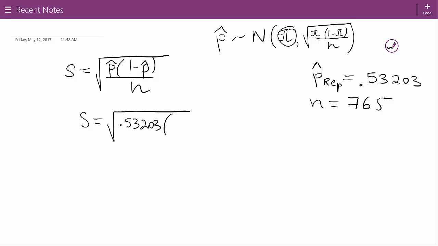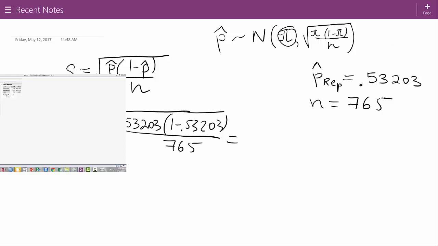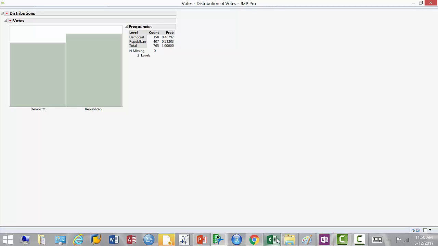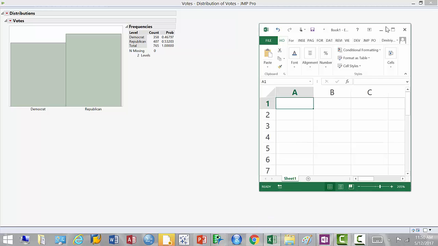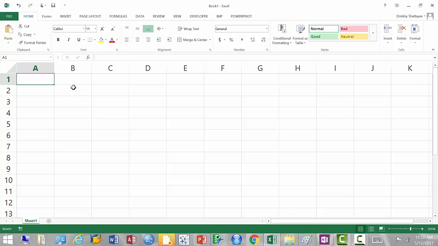All right, so S is the square root of 0.53203 times 1 minus 0.53203, divided by 765. Well, that I cannot do manually. I have to use the Big Fat Calculator, also known as Excel. So let's go back to Excel. And there it is. Here I'm going to say equals square root, SQRT. That's the formula for square root.